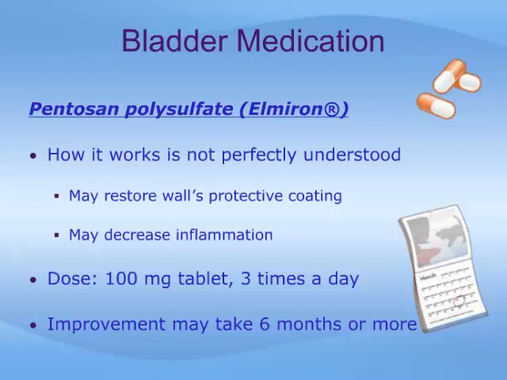Exactly how it works is not well understood. One theory is that Elmiron helps to restore the bladder wall's protective coating to prevent substances from leaking across into the bladder wall and causing inflammation. It may also decrease inflammation directly. The usual dose of Elmiron is 100 milligrams taken 3 times daily. It is not unusual for improvement to take 6 months or more to become apparent.